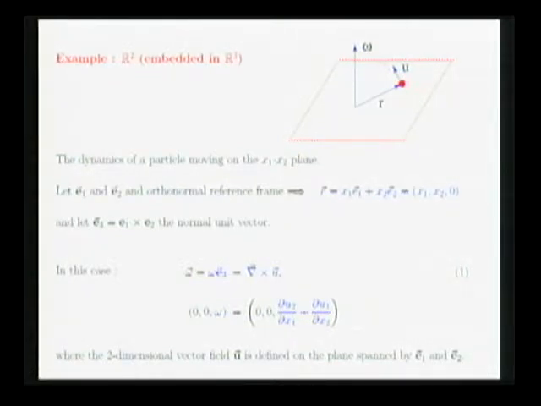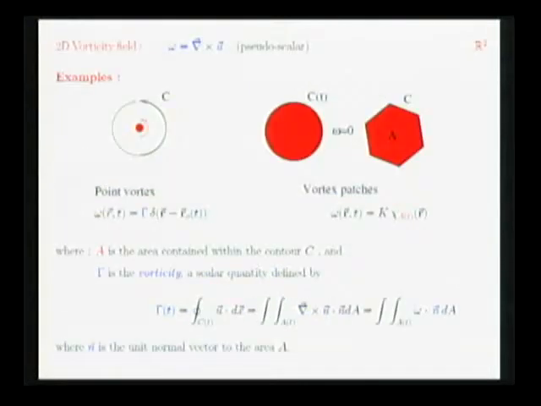And then we have that in these local coordinates, the coordinates of the particle is just two coordinates, and the vorticity is just pointing in a perpendicular direction. Now, some example of vorticity fields of interest.